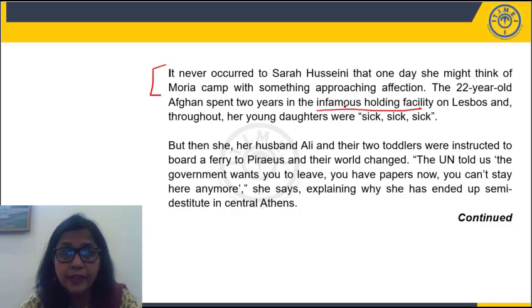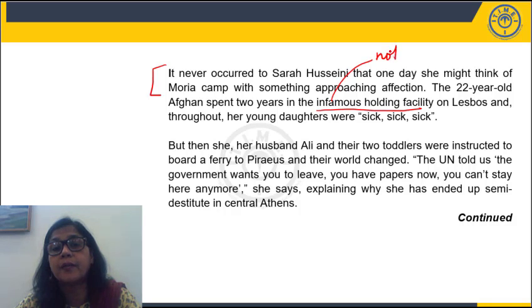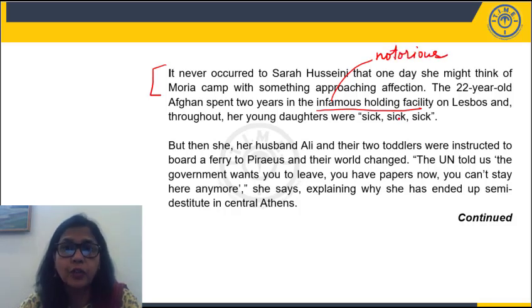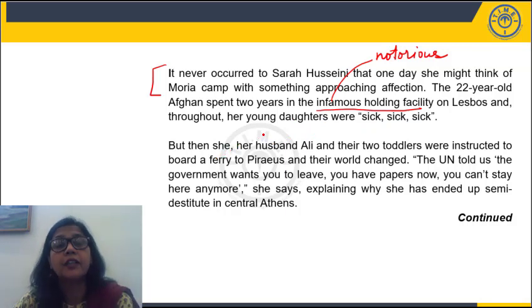And the next sentence then validates that point. Yes, infamous. Infamous is notorious, that is famous for the wrong reasons. So the camp is said to be an infamous holding facility. And her stay obviously was not very happy because, among other things, her daughters were always sick there.